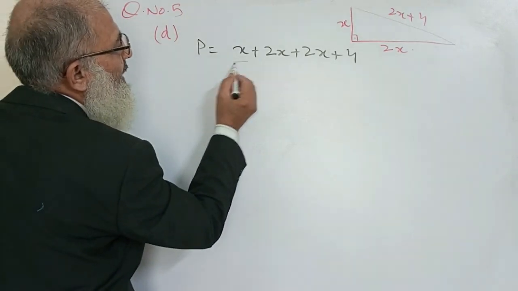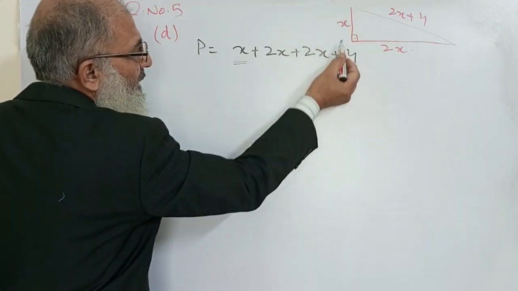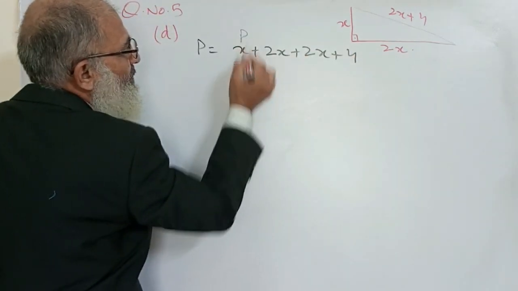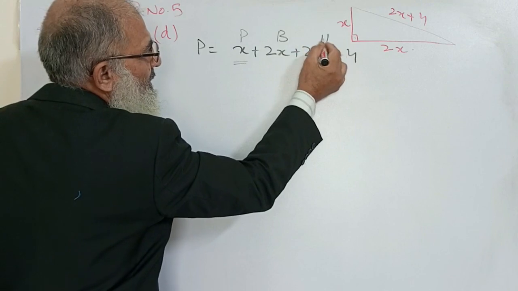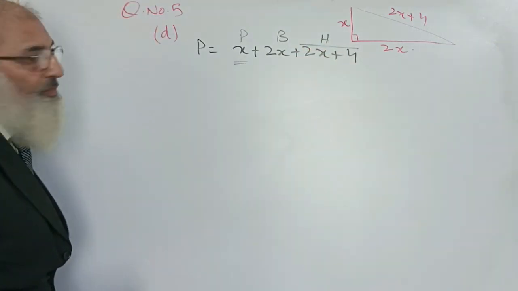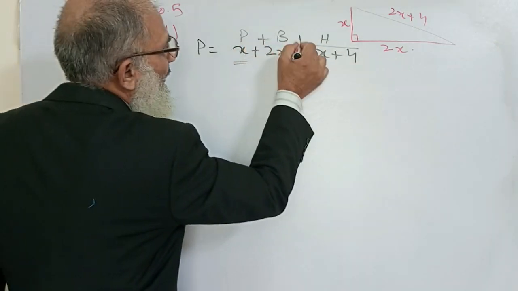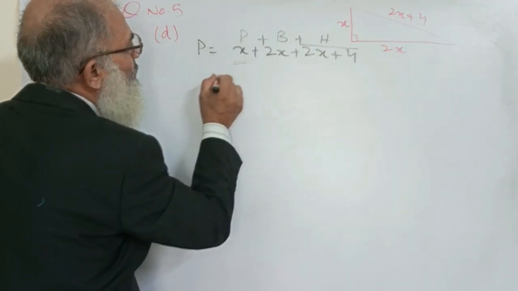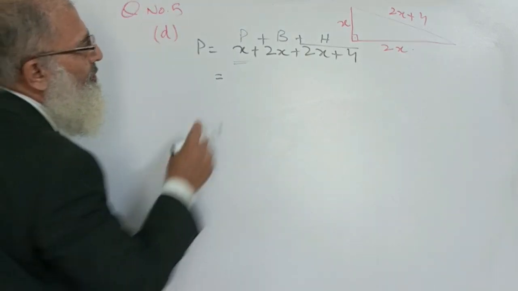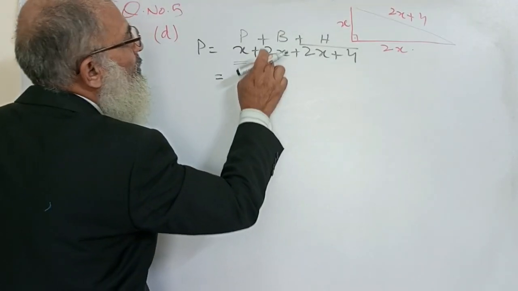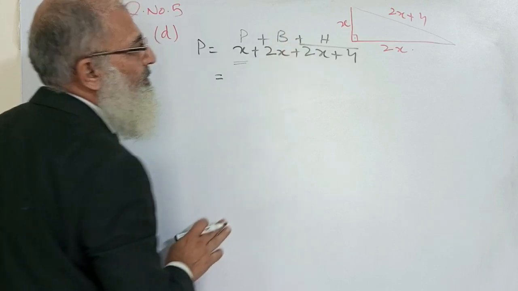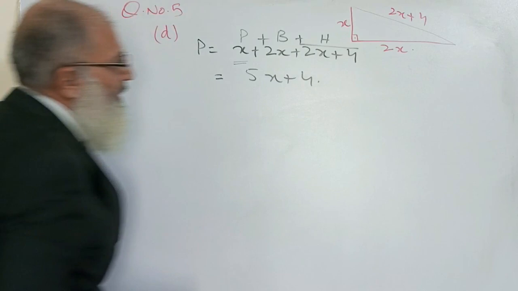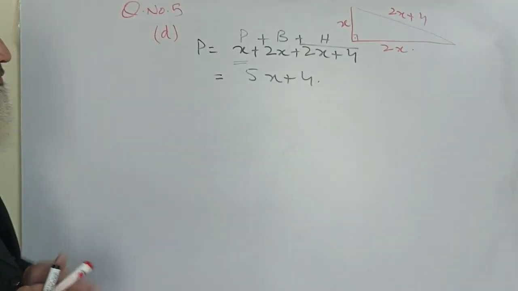Now this is the right side, the right angled side, and this is the base. This is the perpendicular, this is the base, and this whole side is the hypotenuse. We are going to add all the quantities over here. So what is the outcome? x: 1, 2, 3, 4, 5. 5x plus 4. Now 5x plus 4 is the answer.